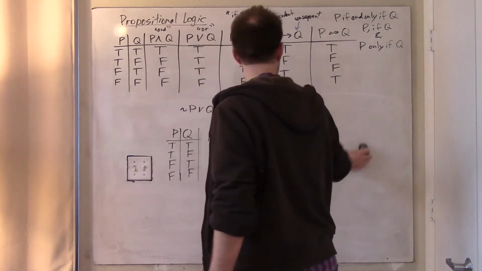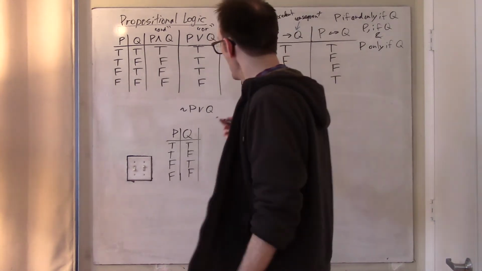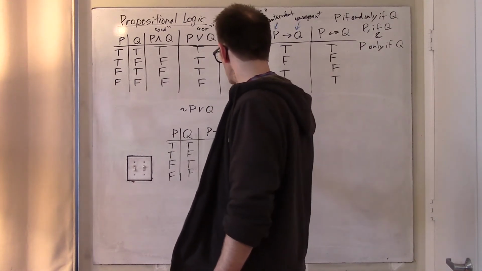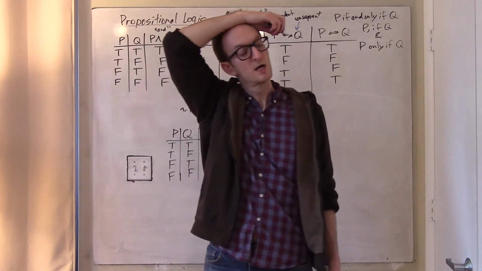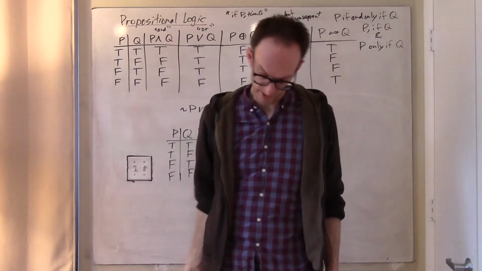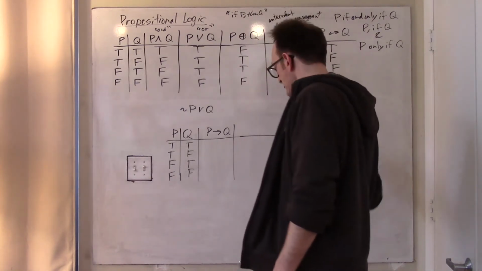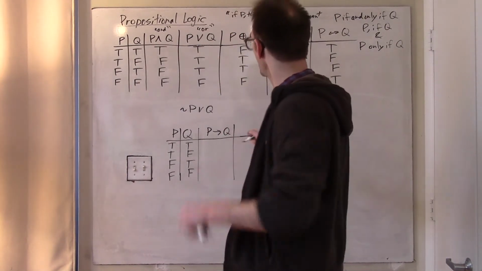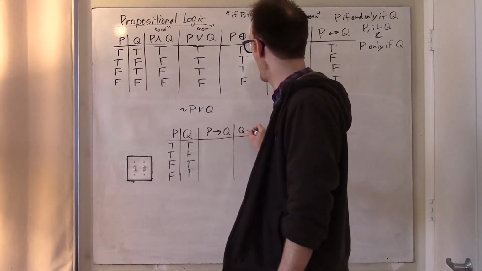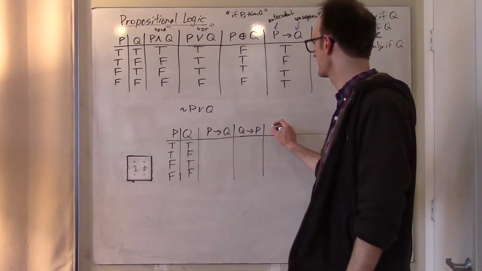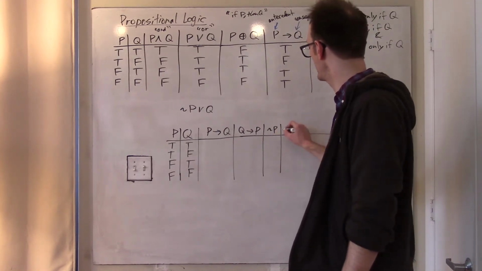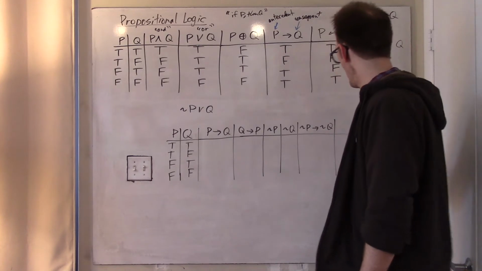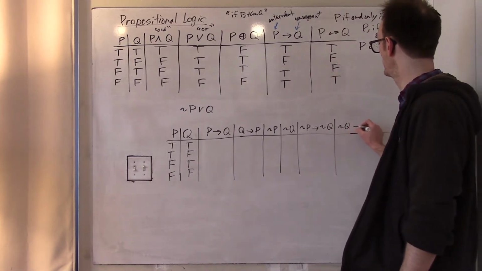Given any conditional, P arrow Q, there are these other conditionals that we often use to refer to this conditional. I hope you already know all these things, but if you don't, now's the time to learn. Let me write them out. There's this one, Q arrow P. There's this one, if I'm doing this carefully, not P arrow not Q. And then there is not Q arrow not P.